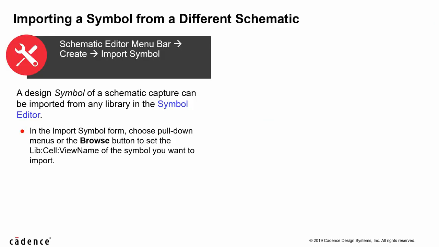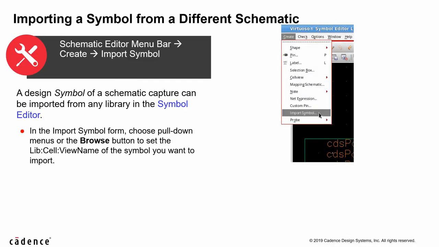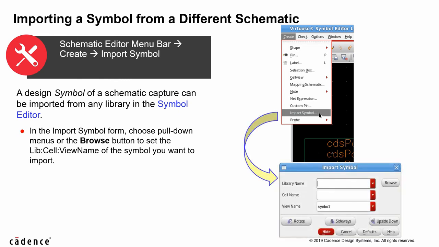You may have same or different symbols created for a variety of schematic captures. In your current symbol editor session, you may want to use a symbol that is already created for a different schematic and work with that. You can do this by importing the symbol. You can choose Create and select Import Symbol to bring up a form in which you can specify the symbol you want to import and also determine its placement orientation. So you can specify the library name, the cell name, the view name of the symbol that you want to import, and then you can click Hide and place it in your symbol editor. Note that this is a Create menu from the symbol editor that we are using.